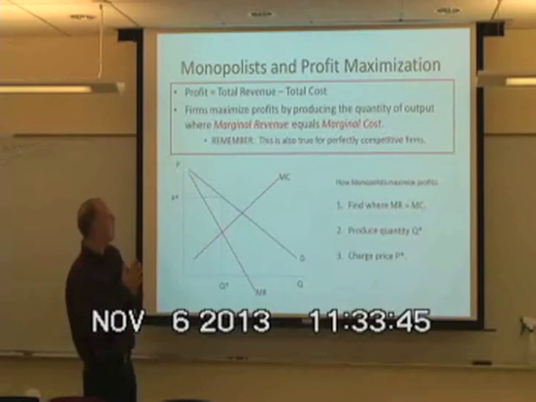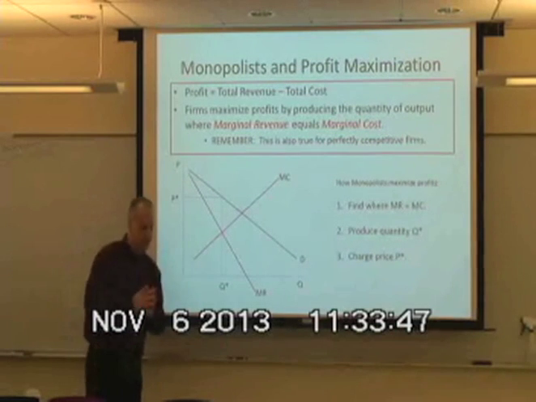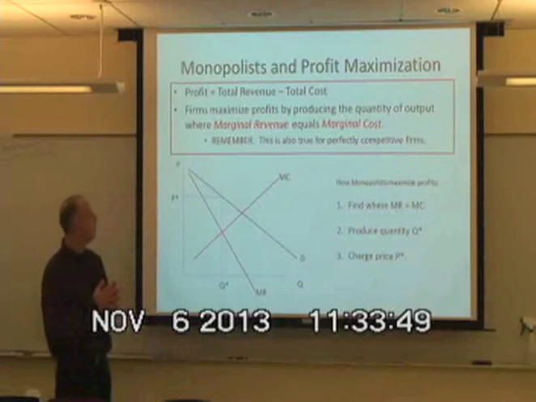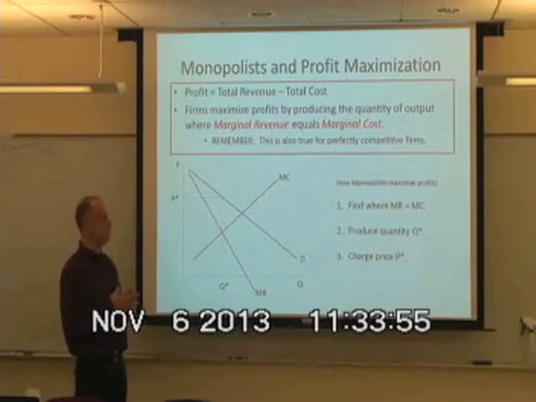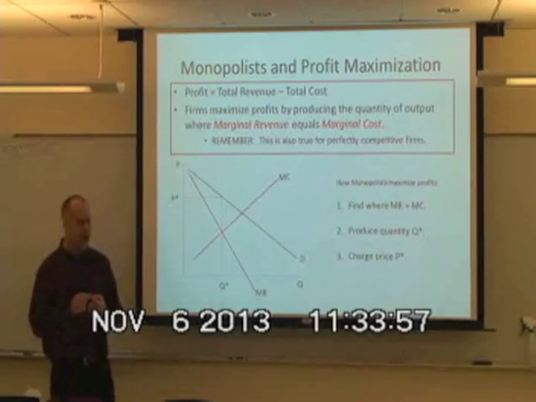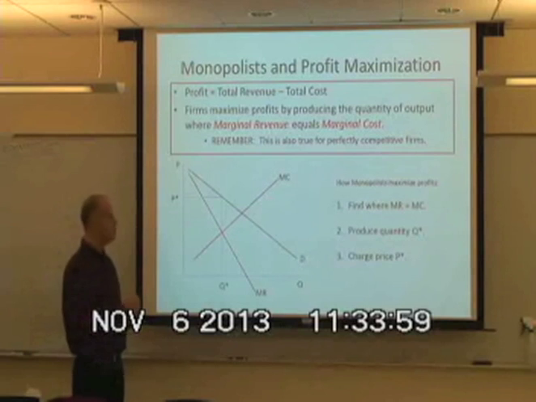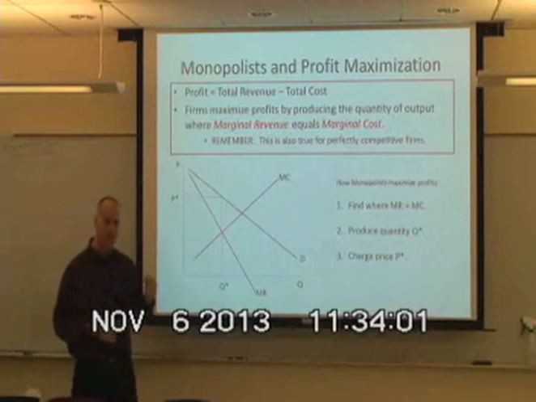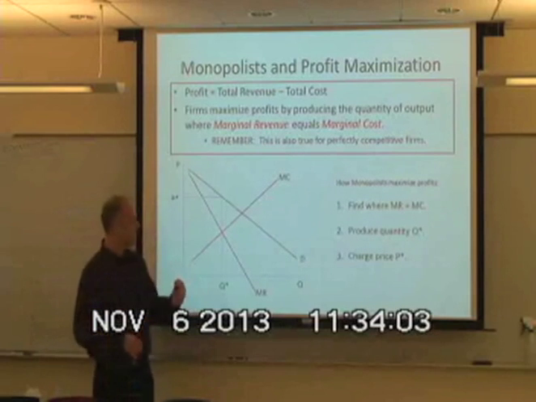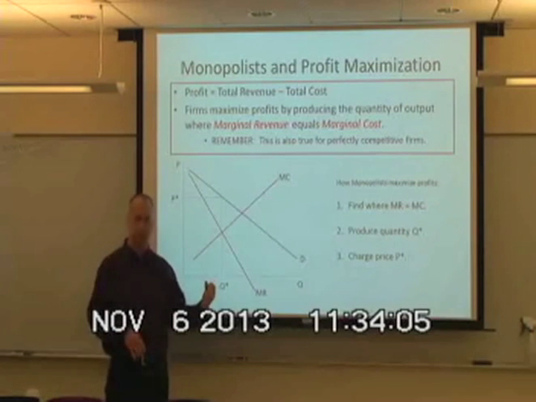Now, think about monopolists and profit maximization. Profit is equal to total revenue minus total cost. And firms maximize profit by producing the quantity of output where marginal revenue equals marginal cost. Remember, this is true for all firms. All firms maximize profit where marginal revenue equals marginal cost.